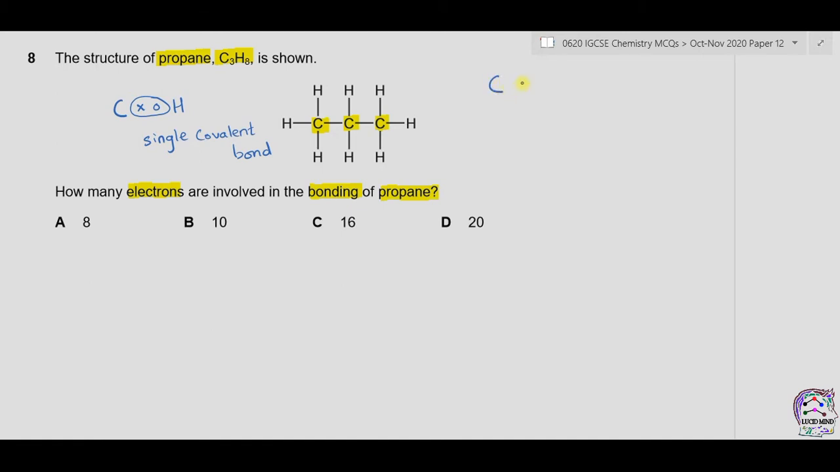Similarly, the single covalent bond between one carbon and another carbon also consists of 1 electron from one carbon and 1 electron from another carbon. So 2 electrons are involved in a single bond as we have 10 single covalent bonds. So the number of electrons involved will be 20 electrons. The answer is therefore D.